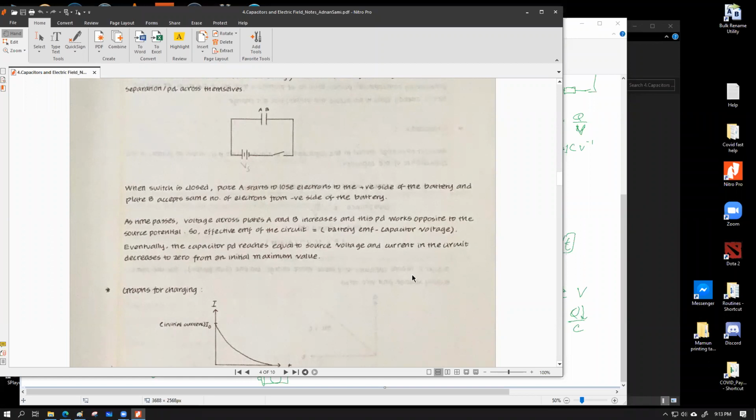PD is consumed by the capacitor only. All the other components in the circuit essentially consume 0 PD at that point, because PD is given by V equals IR. When I becomes 0, irrespective of R, V is also 0.